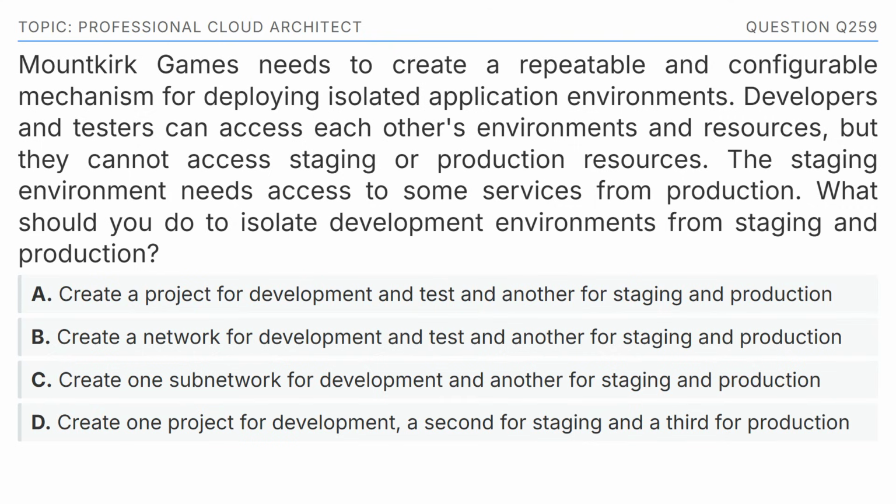The options are: Option A, create a project for development and test and another for staging and production. Option B, create a network for development and test and another for staging and production. Option C, create one subnetwork for development and another for staging and production. Option D, create one project for development, a second for staging and a third for production.